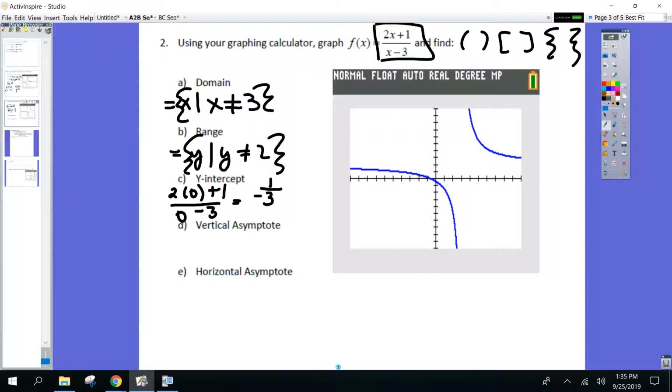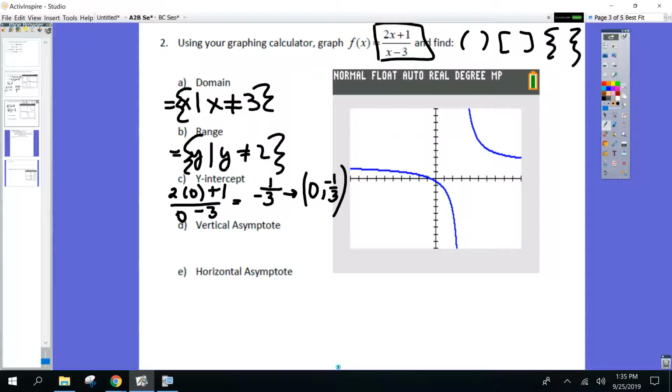But I don't want it left like that. I want it as a point. So what would be my y-intercept? 0, comma, negative 1/3. I want it as a point. And yes, I know. Again, go to your table, look where x equals 0, and give me the y coordinate. Fine. I'm good with that too.